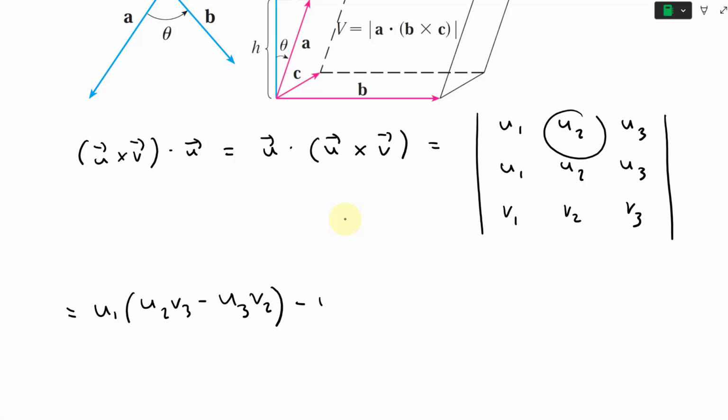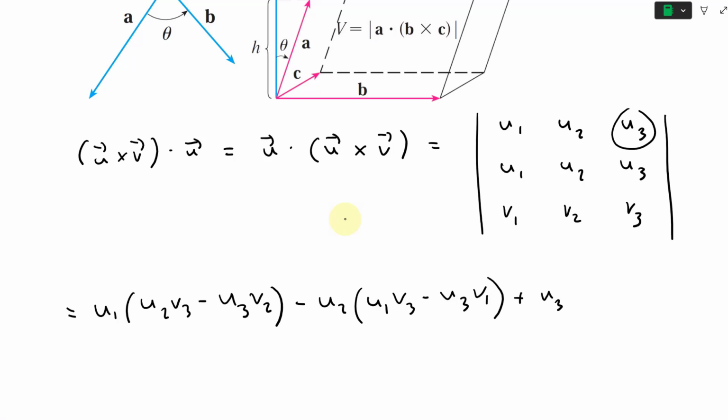So we do this one, u2, and cross this out. So u1 times, this is going to be u1 times v3 minus u3 times v1. Now the next setup, plus, erase this and this. So this one here, u3 times, and now we cross this out, u1 times v2 minus u2 v1, like that.